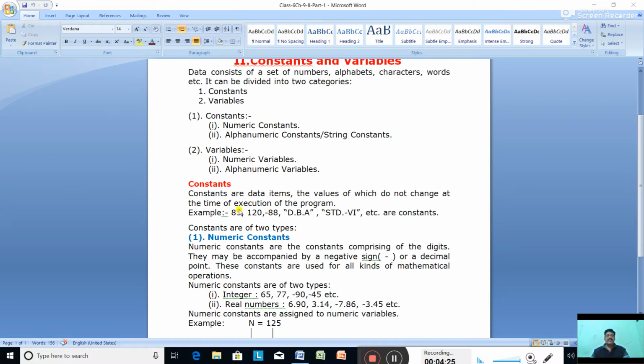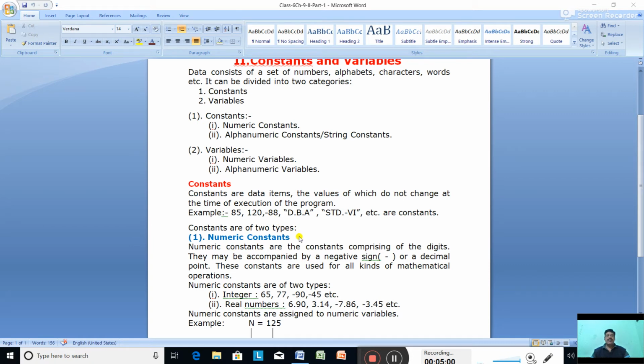What are the numeric constants? Numeric constants are the constants comprising of digits. It is made up of digits. They may be accompanied by a negative sign. It can be a negative number or a decimal number. These constants are used for all kinds of mathematical operations: addition, subtraction, multiplication, division, finding the value of any mathematical expression, any mathematical formula. So all this comes under which constant?